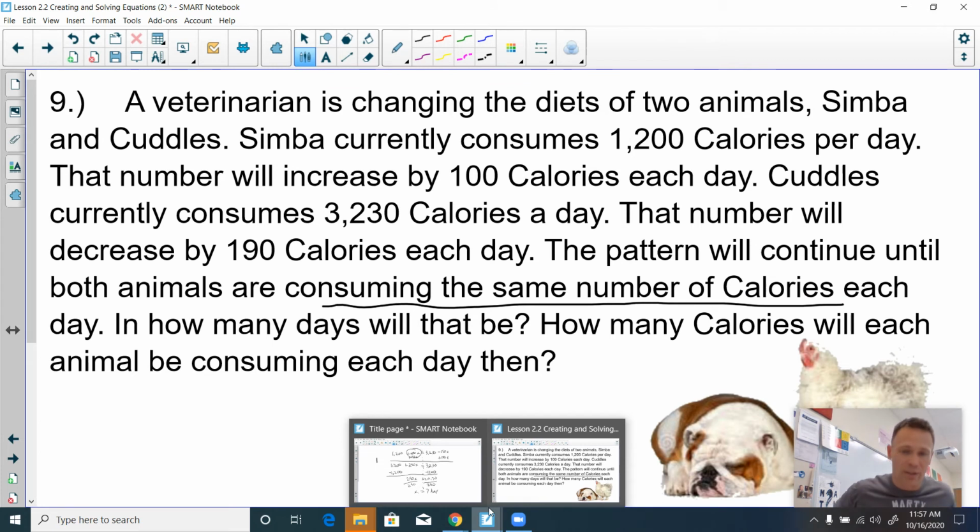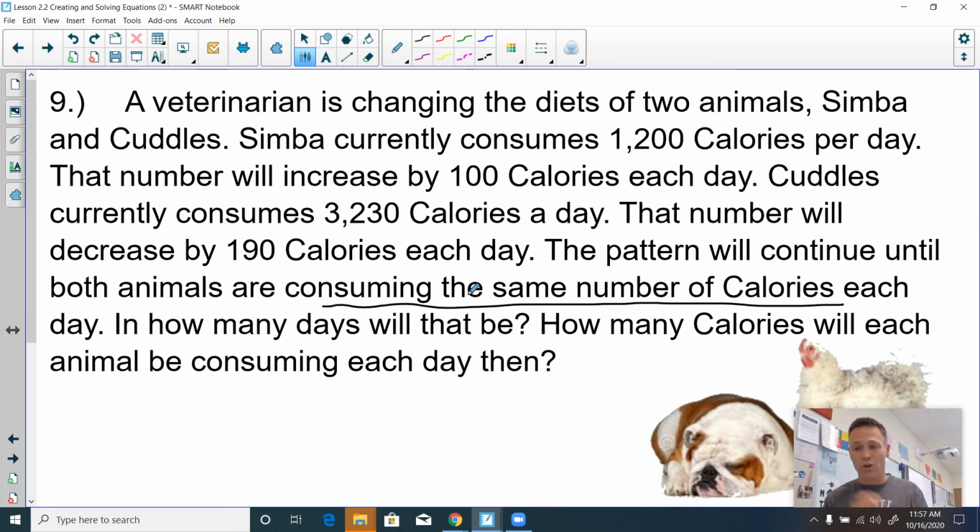So the goal here is to figure out how long it's going to take for them to consume the same amount of calories. That's what it's asking. And how many days will that be? How many calories will each animal be consuming? We are going to answer just one of these, okay? How many days will that take? And then we can talk about how we would use it to solve the rest of the problem. First thing we got to do is write an expression.